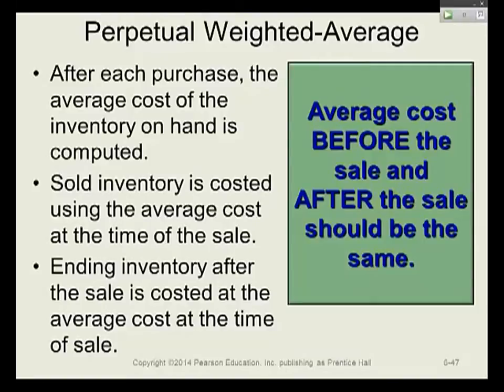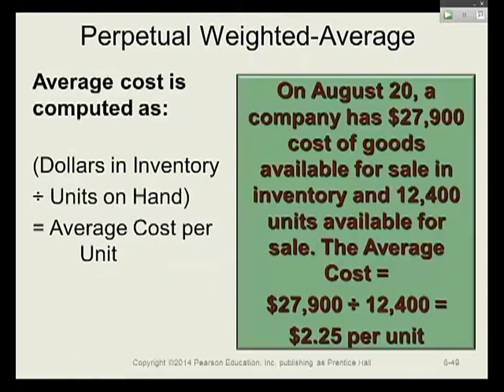Now, when we take this average cost, we're going to calculate a new average every time an item is purchased, and that average is used when the item is sold. So you only calculate a new average anytime you have a purchase, and then when the item is sold, that same average is used against the cost of goods sold. Let me show you how we calculate the average. The average is the total cost of goods available divided by the total number of units available.